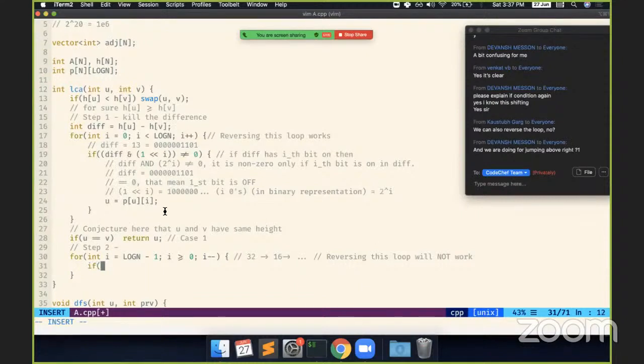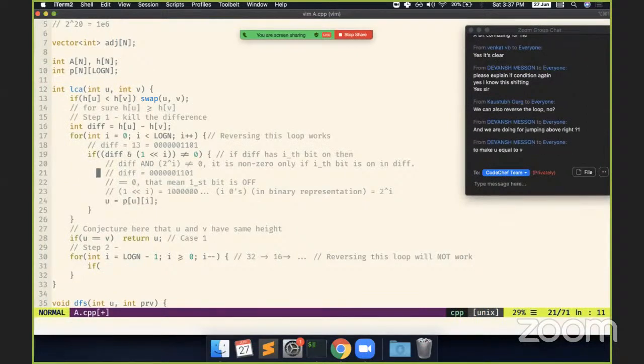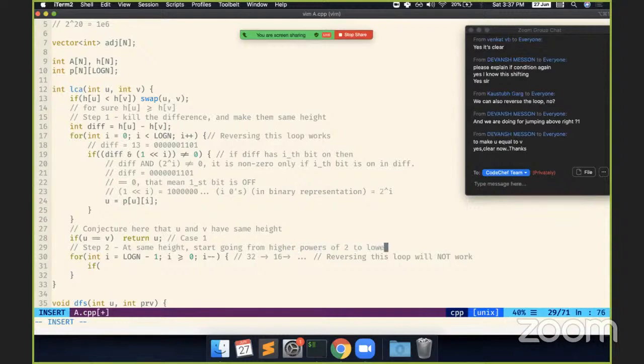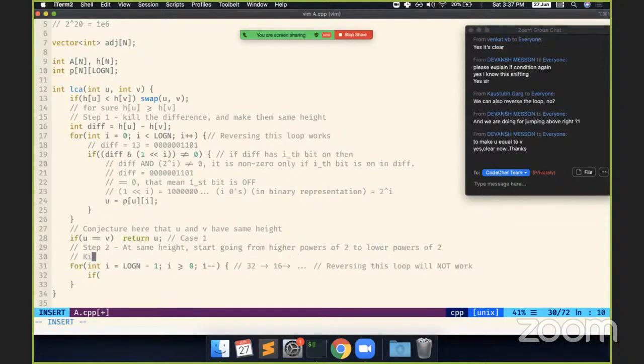Now, we're jumping from above, right? So this entire portion was to kill the difference and make them the same height. This was step 1. Now step 2 is here, which is at the same height, start going from the top and make the jump if the ancestors mismatch.